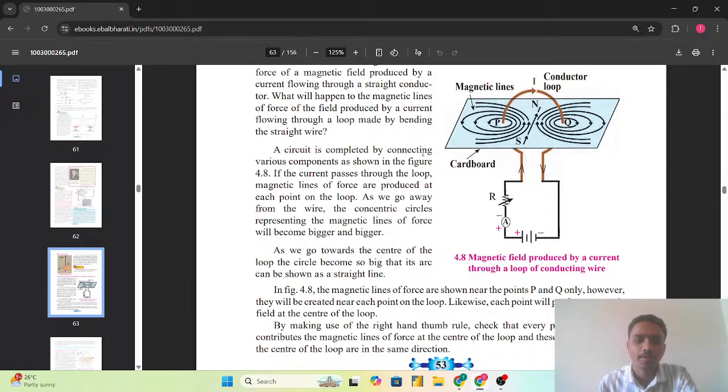A circuit is completed by connecting various components as shown in figure 4.8. If the current passes through the loop, magnetic lines of the force are produced at each point on the loop. As we go away from the wire, the concentric circles representing the magnetic lines of the force will become bigger and bigger. As we go towards the center of the loop, the circle becomes so big that its arc can be shown as a straight line.